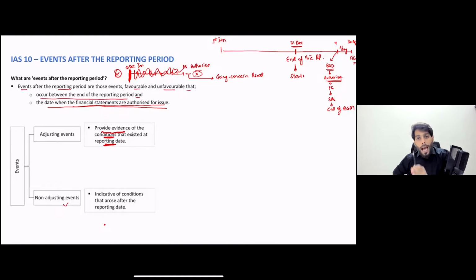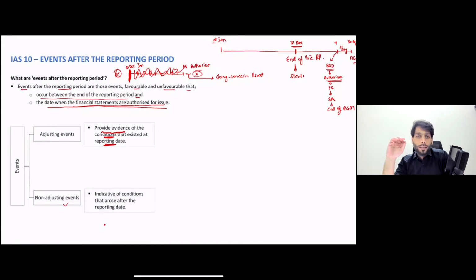Any event which happened after the reporting date, but for which some level of conditions, some level of indications were there at the end of the reporting period, we should call these adjusting events. And if there is a certain type of event for which there was no indication, no conditions existing at the reporting period, and it just happened all of a sudden, these types of events should be known as non-adjusting events.